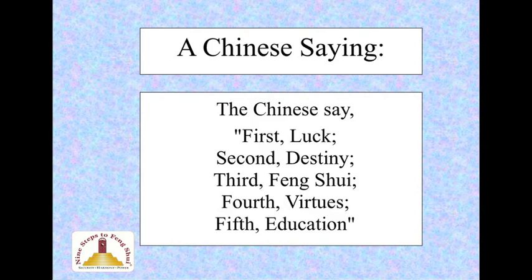The last three are always in the same order. Third, Feng Shui. Fourth, virtues or philanthropy or cause and effect. And fifth is education. I think it's very interesting that Feng Shui is considered more important than virtues and than education. This is just to give you an idea of how important our environment is to determine the quality of our life and why we should pay so much attention to it. But I want to go back to this where it says first luck, second destiny, and the reason I put luck first and then destiny second.